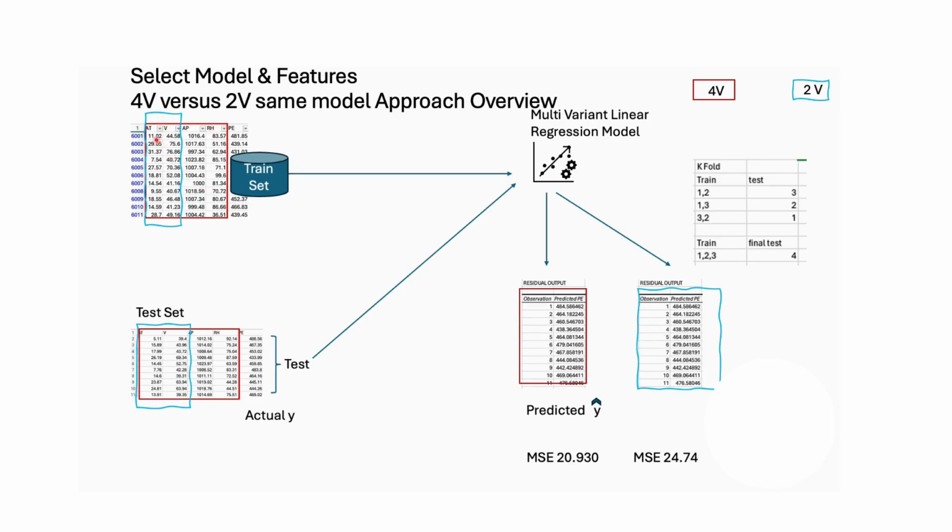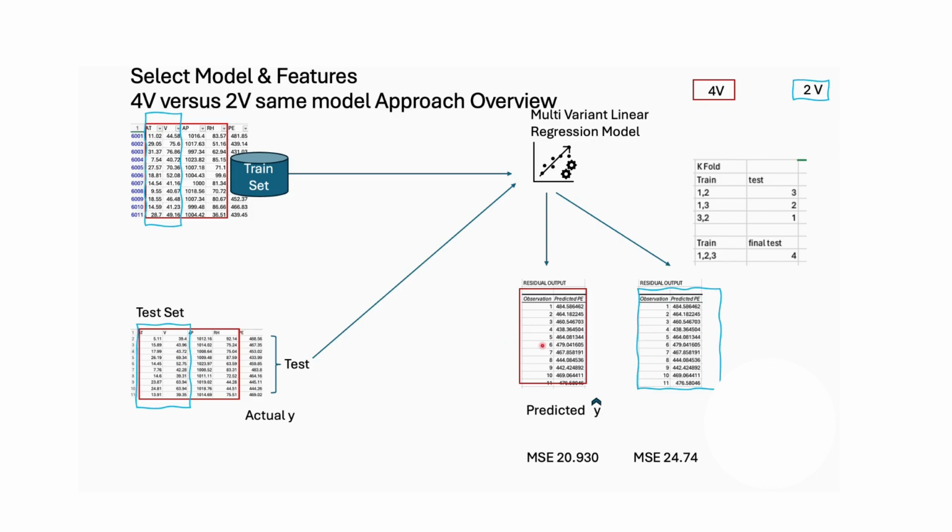This time, instead of just the two variables AT and V, I also used AT, V, AP, and H, as you can see in red. And I then repeated the 3 K-folds again. I didn't test it on the fourth set because I wanted to keep that separate for the final evaluation.